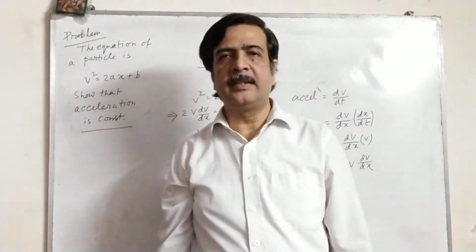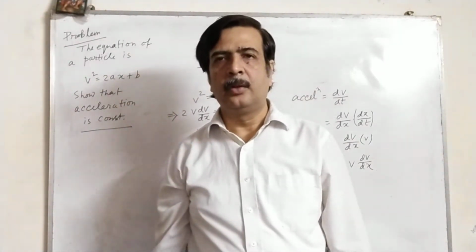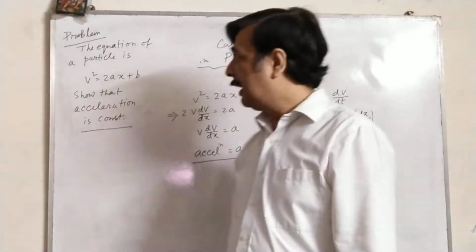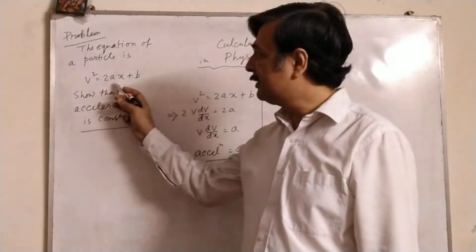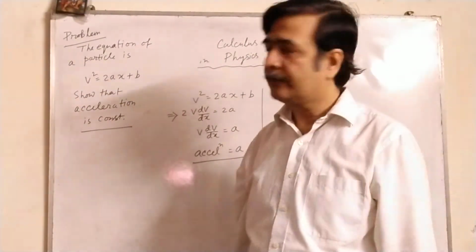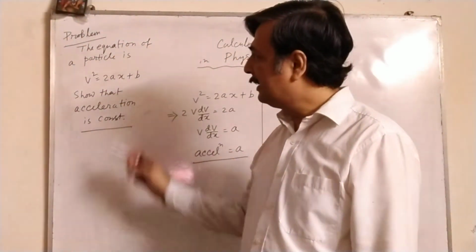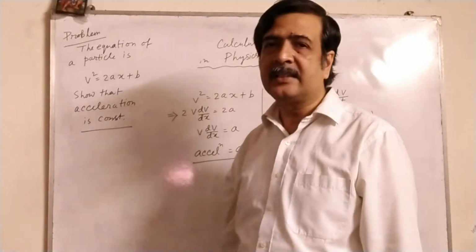Hello students, today I will discuss equation of motion. I have taken the equation of a particle, v square is equal to 2ax plus b, and here you have to show that the acceleration is constant.